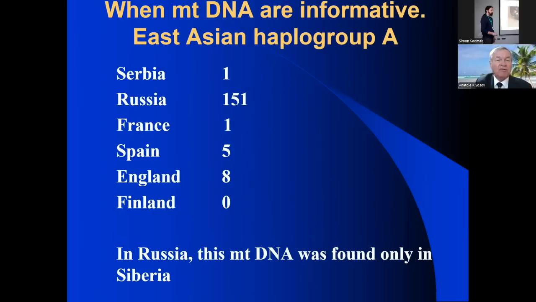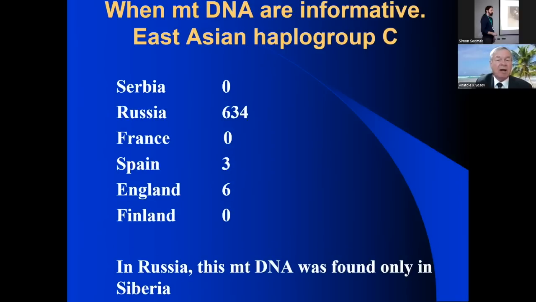Now, where do those carriers of mitochondrial DNA live? Talk about haplogroup A. Serbia, only one person was found. Russia, 151, all of them from Siberia. France, 1. Spain, 5. England, 8. Finland, 0. So in Russia, this mitochondrial DNA was found only in Siberia.